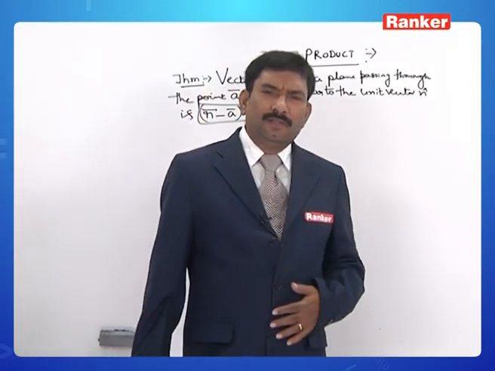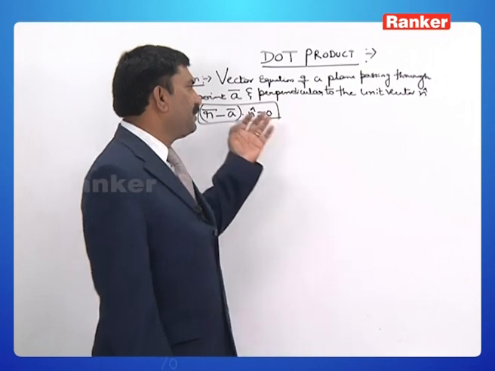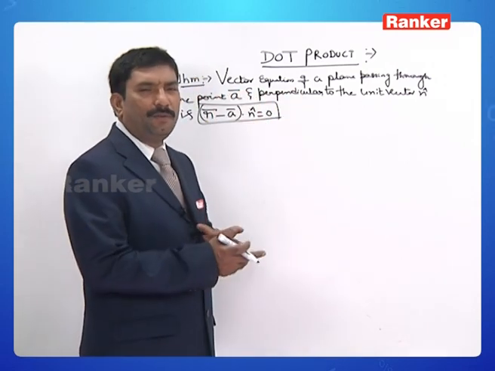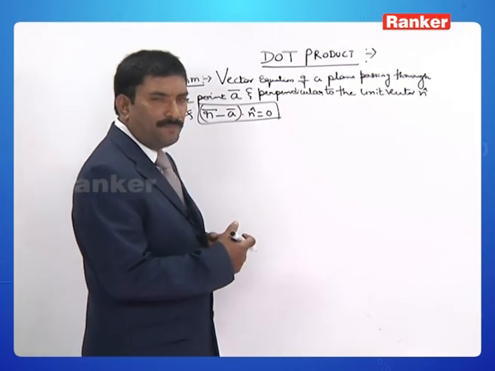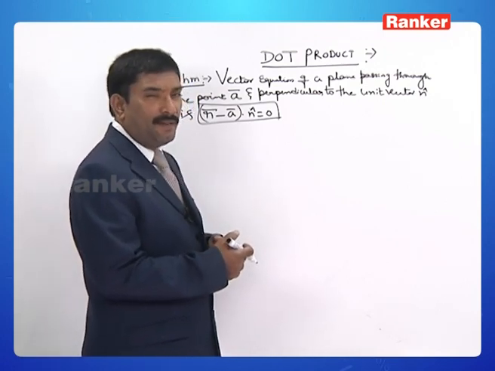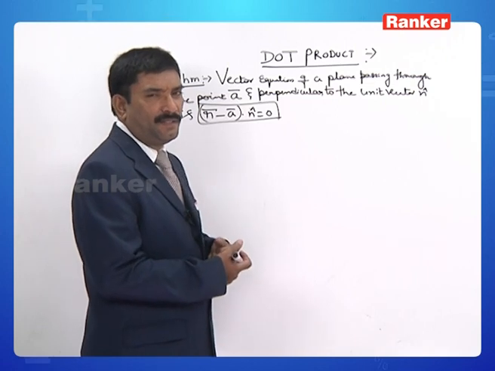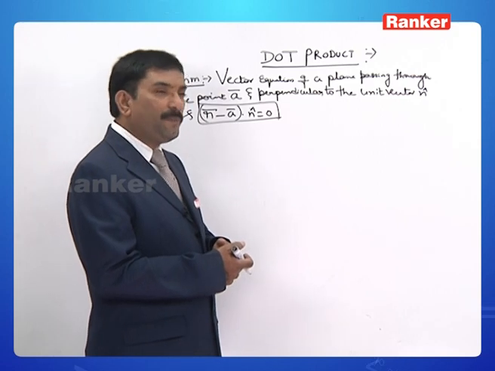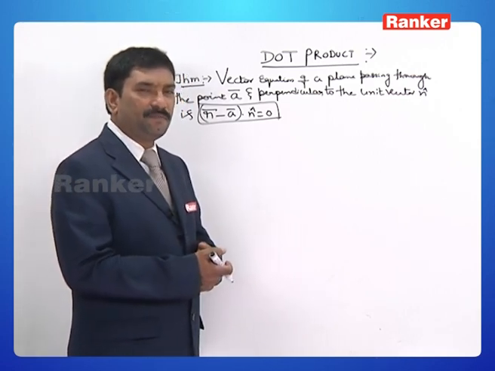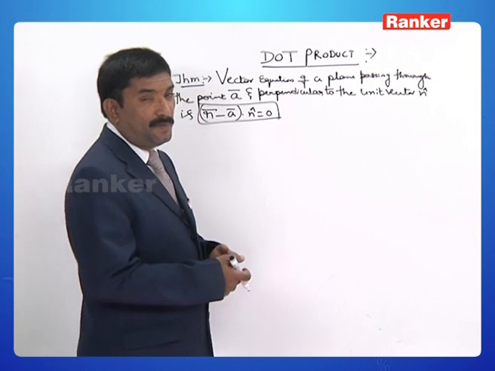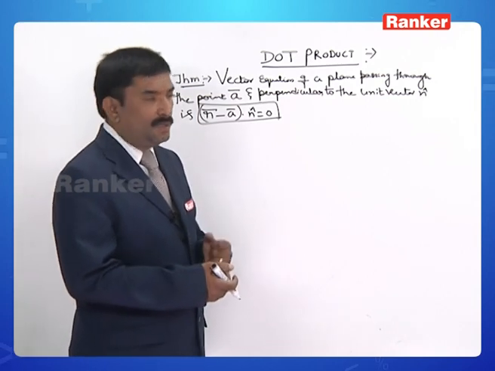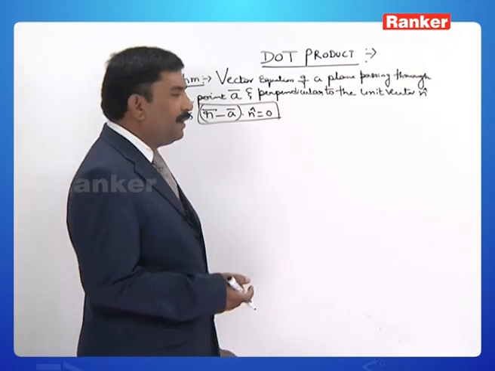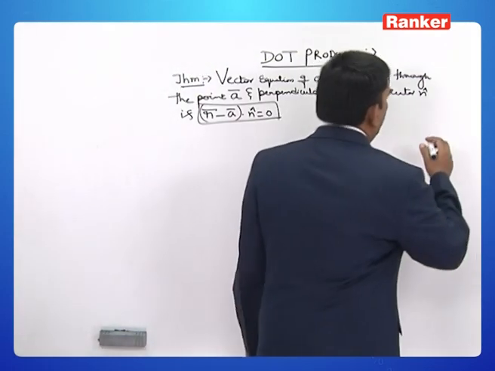Look here. So now this is the vector equation of a plane passing through the point a bar and perpendicular to the unit vector n cap. Earlier we discussed the vector equation of a plane perpendicular to n cap, where p is the perpendicular distance from the origin, given by r bar dot n cap is equal to p. This one, passing through the point a bar and perpendicular to n cap, is given by r bar minus a bar dot n cap is equal to 0.